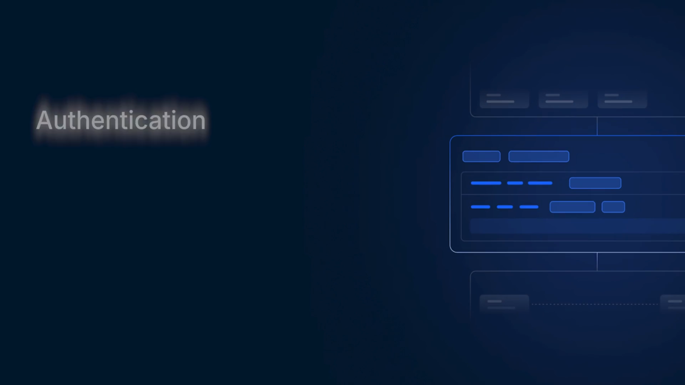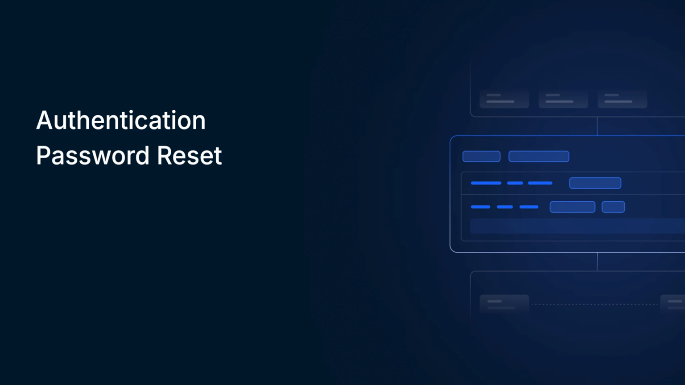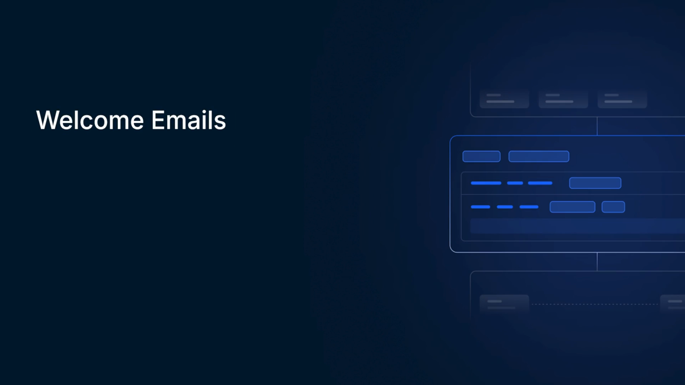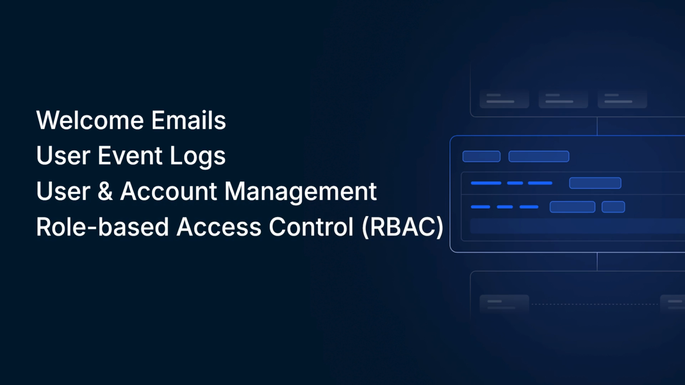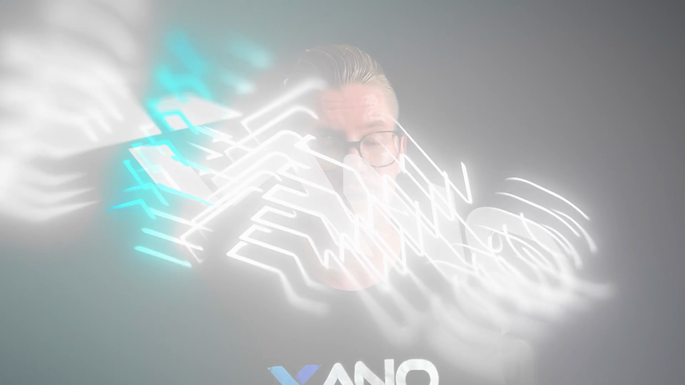The demo includes authentication, so sign up and login forms, a password reset flow that sends an email, and upon authentication, a chatbot experience that interacts with that AI agent. On top of that, some other concepts in the Quick Start template include sending a welcome email, pulling user event logs so you can do things like reports, user and account management, and role-based access control. So let's go ahead and jump in to see what all is included.